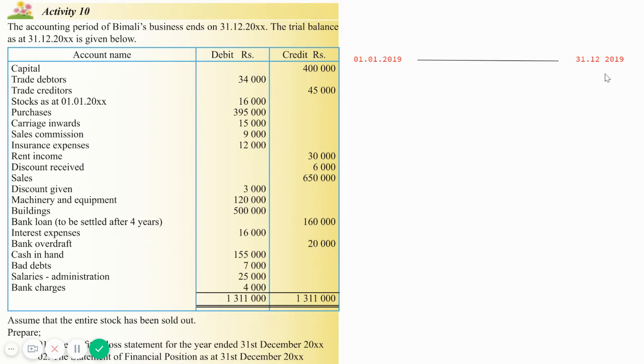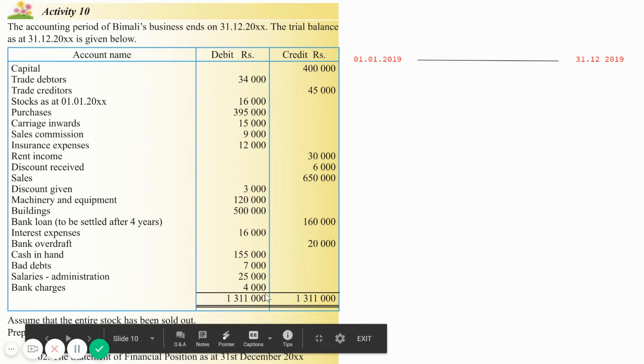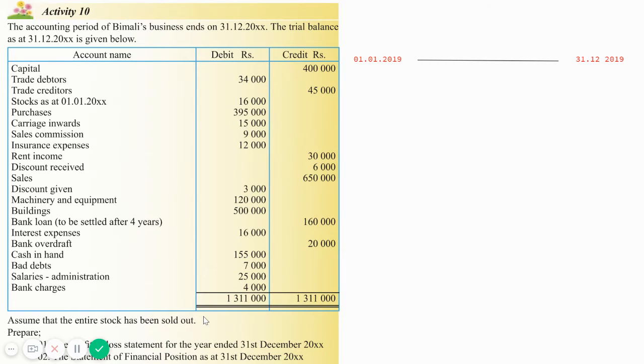So with all these things in mind, we'll move on to the preparation of the statements. Again, to revise: first you have to read the information given and identify the accounting period. Then browse through the trial balance. Just read it once and see whether the balances of the trial balance are equal, and then see whether they have given any additional information. If so, you have to go through that as well.